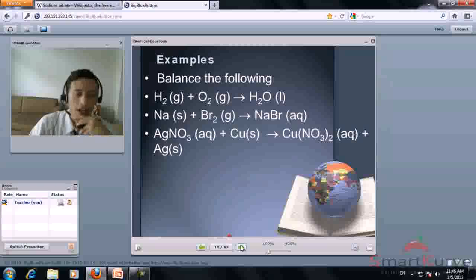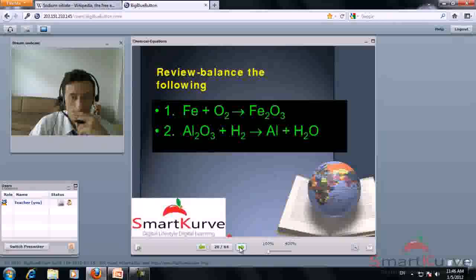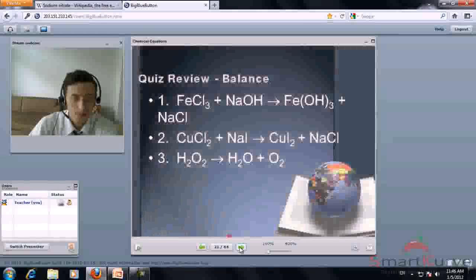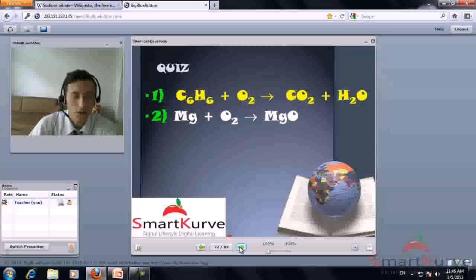I'd like you to try the other ones on your own, sodium and bromine, along with silver nitrate and copper. Again, here, more examples, iron and oxygen, then aluminum oxide and hydrogen, yielding aluminum and water. Right. A few more.